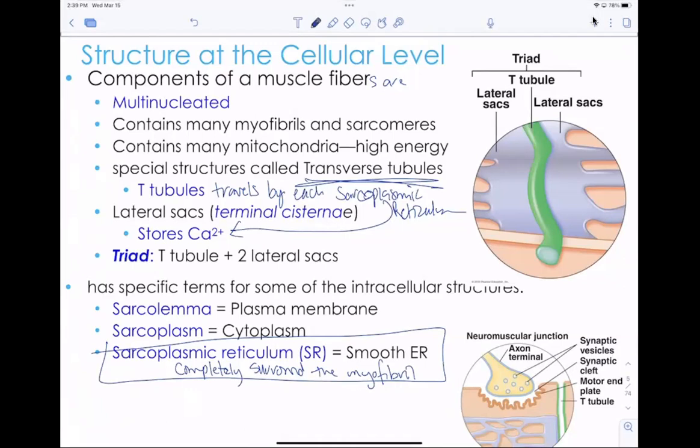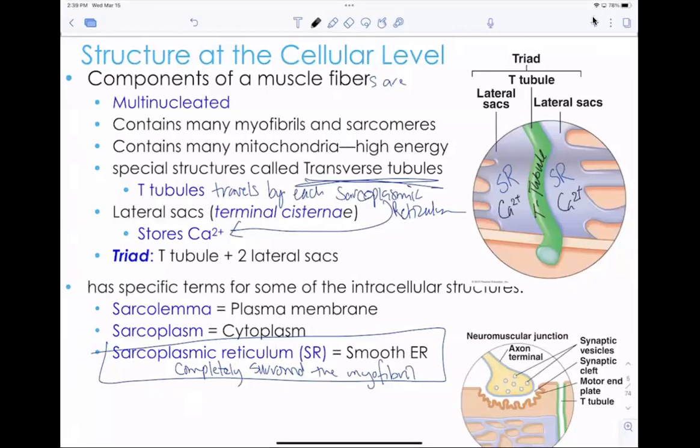And so there's an area around every myofibril where you're going to have the sarcoplasmic reticulum come in contact with the transverse tubule or T-tubule. And we're going to call that a triad. The lateral sacs or the terminal cisternae are here. They contain calcium in the sarcoplasmic reticulum.